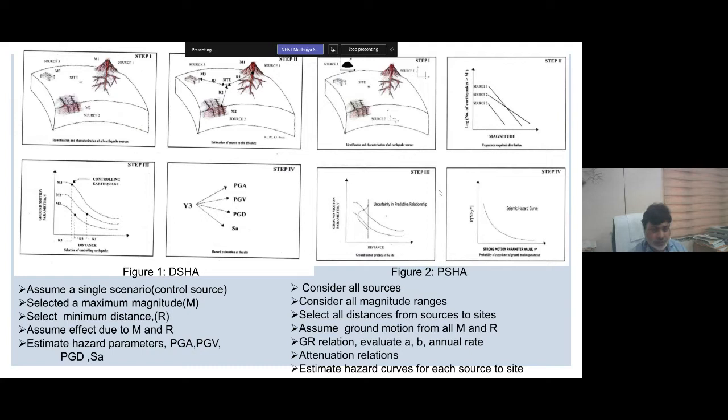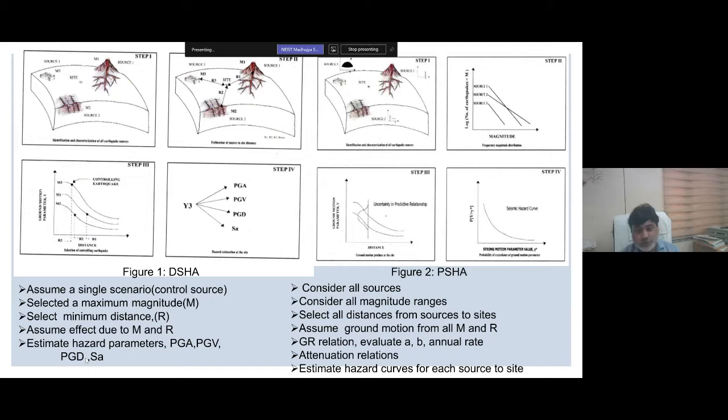Just for the students, I'll give you this figure. The DSHA assumes a single scenario: a control source, a selected maximum magnitude M, and a minimum epicentral distance R. It assumes the effect due to M and R on the structures, and then estimates hazard parameters: PGA (peak ground acceleration), peak ground velocity, PGD (peak ground displacement), and spectral acceleration. However, in probabilistic seismic hazard analysis, we consider all sources.